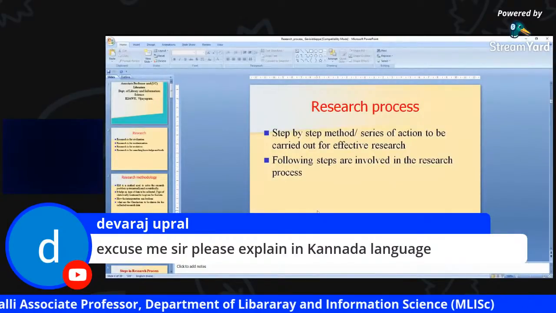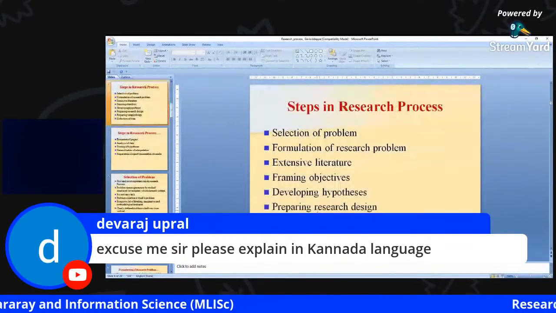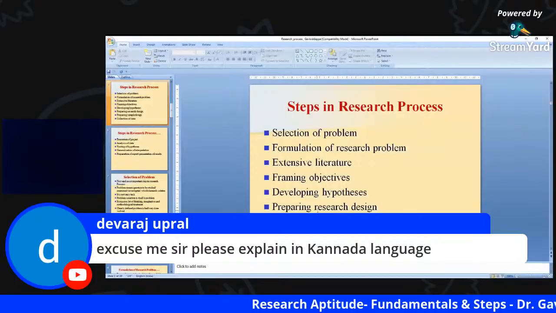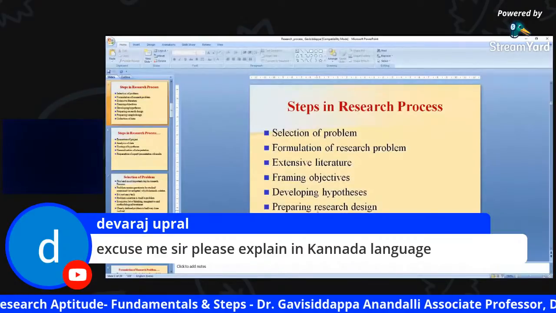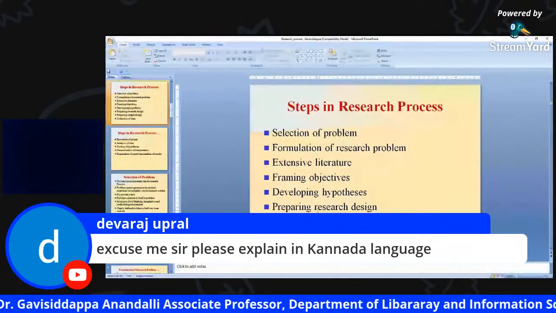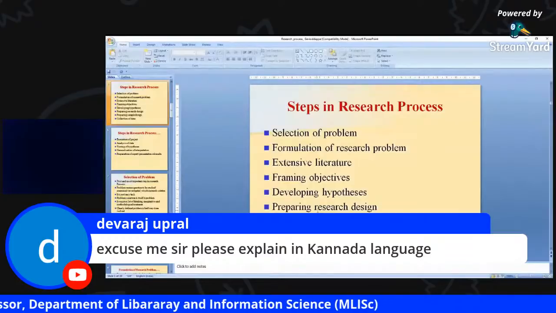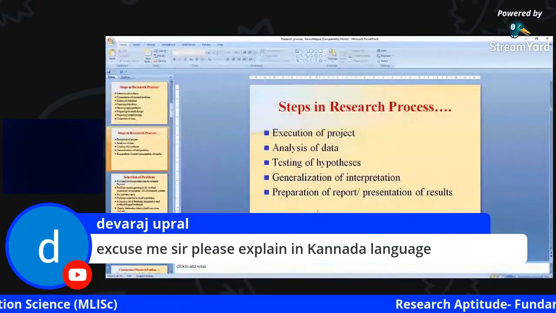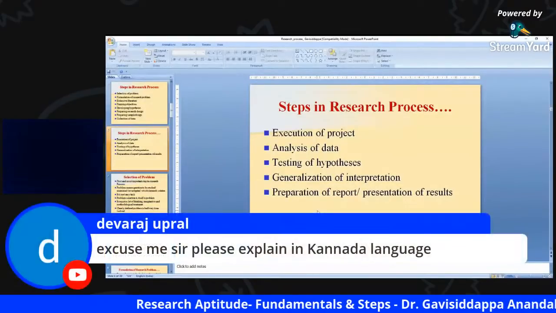So let us see what steps we have to follow in the research process. These are the major steps we usually follow. Number one is selection of the research problem and formulation of the research problem, extensive literature review, framing of objectives, developing hypothesis, preparing the research design, preparing the sample design, collection of data, execution of project, analysis of data, testing of hypothesis, generalization and interpretation, preparation of reports, and presentation of results.